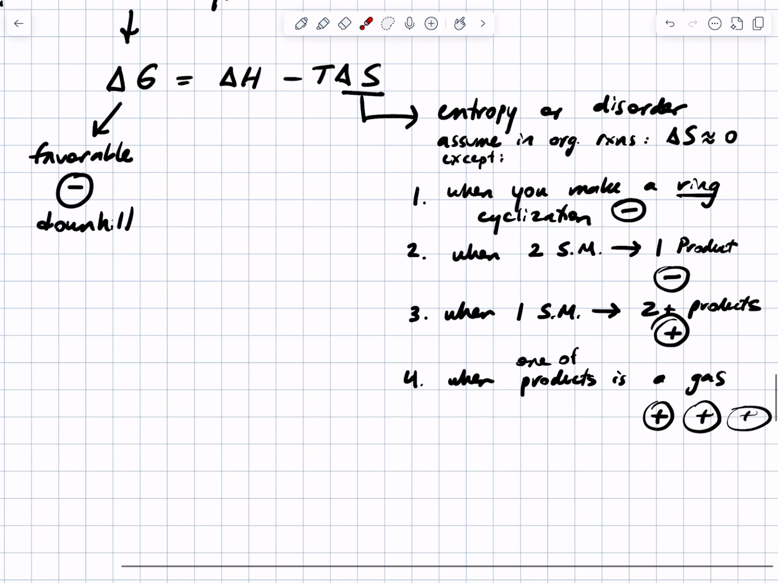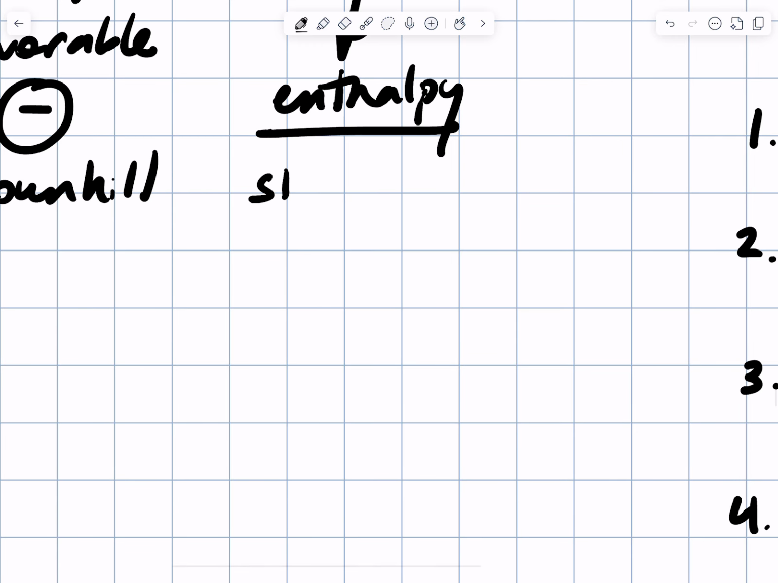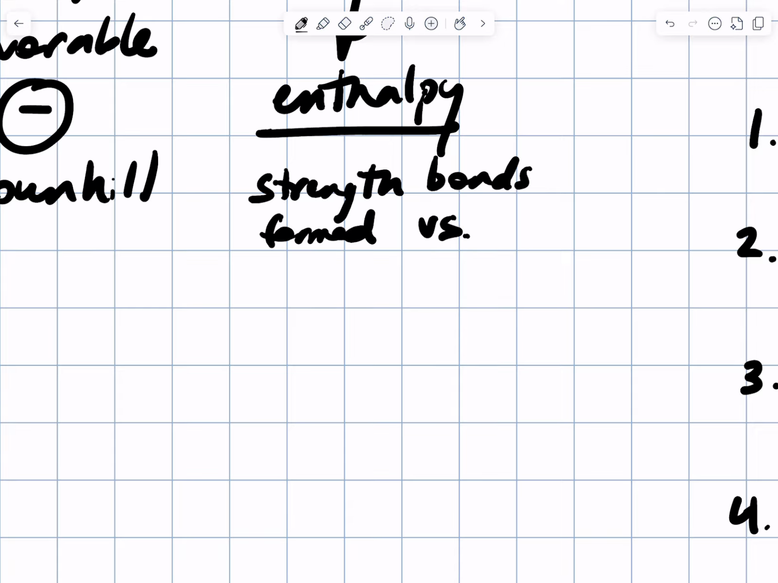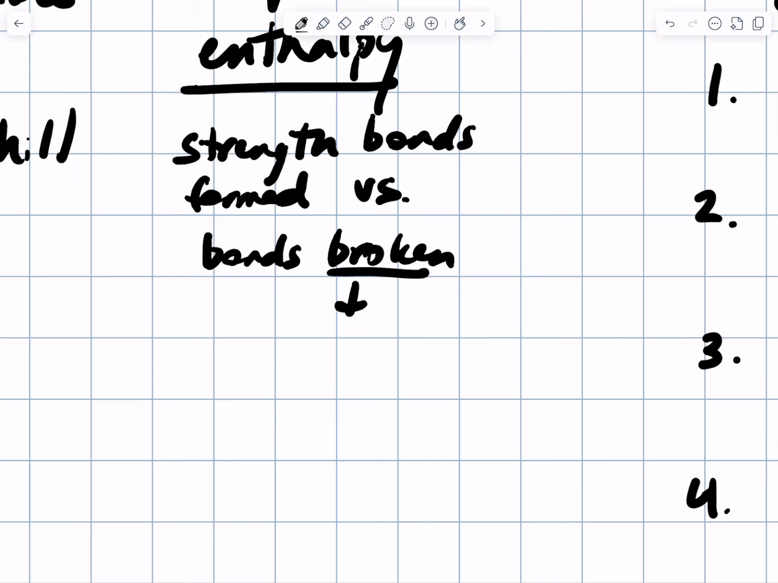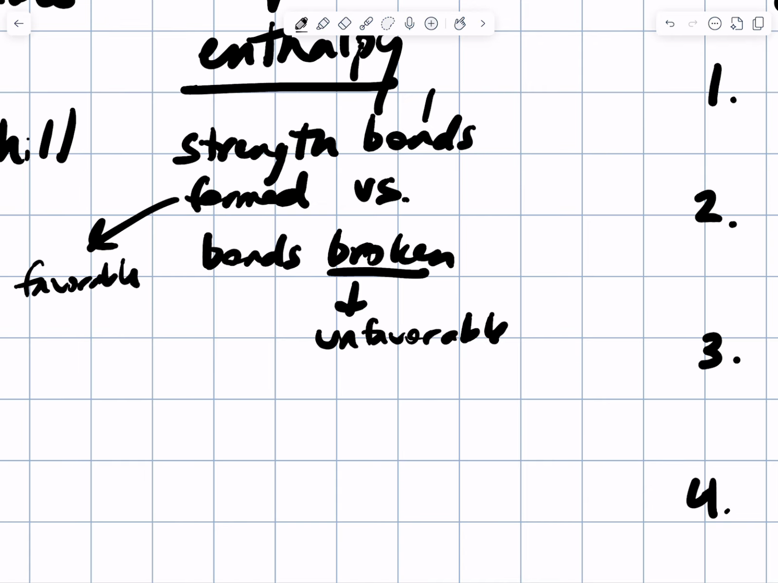All right, second, enthalpy. In organic chemistry, what we're going to be considering with enthalpy is essentially the strength of the bonds that we form versus the bonds that are broken in a process. Breaking bonds is always unfavorable and making bonds is always favorable. Whether it's overall favorable depends on whether the bonds you form are stronger than the bonds you broke.